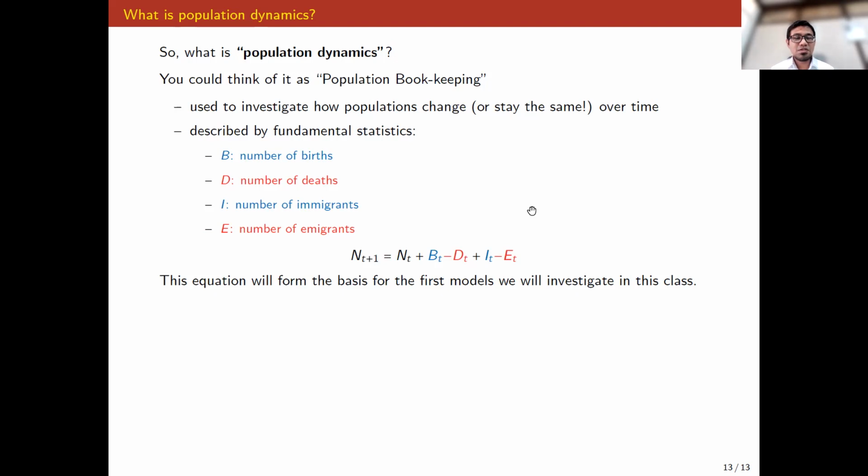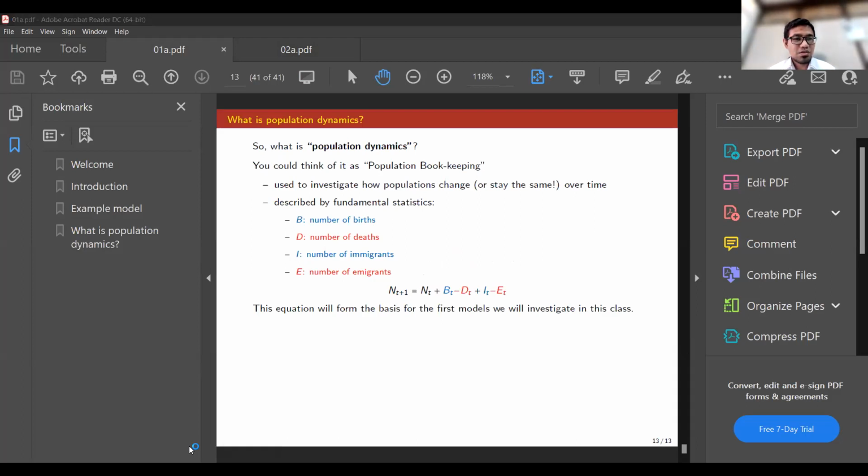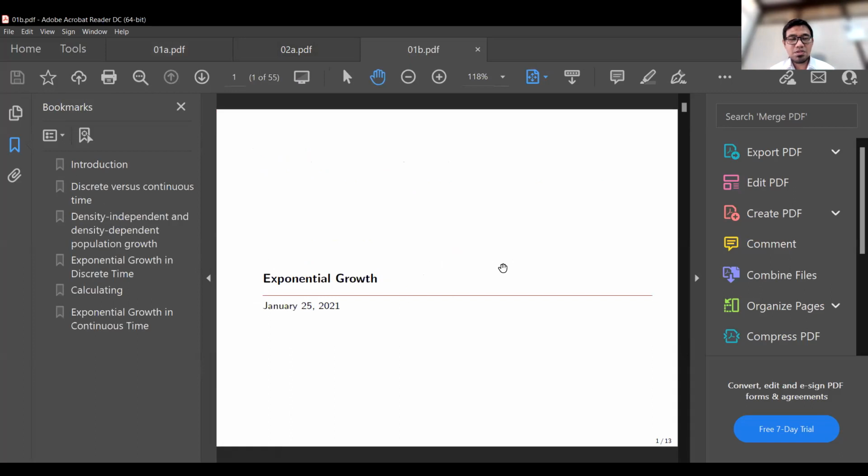Okay, so this is the introduction to population dynamics. Now we will move on to the discussion of one mathematical model in population dynamics, which is very fundamental and very simple. This is called the exponential growth model.